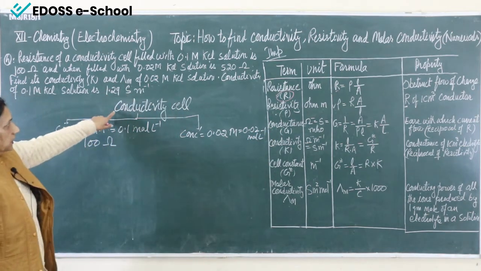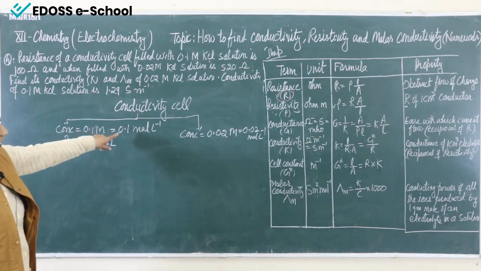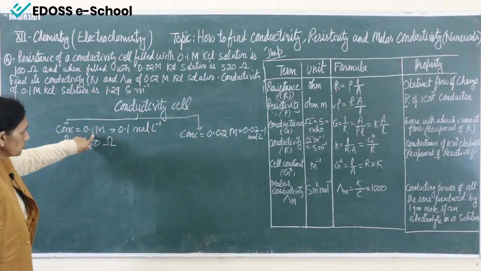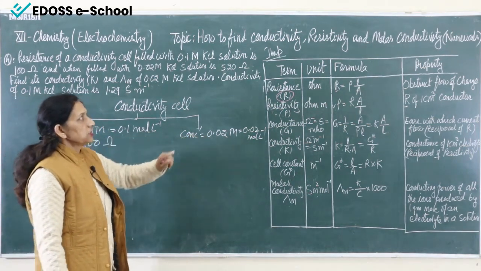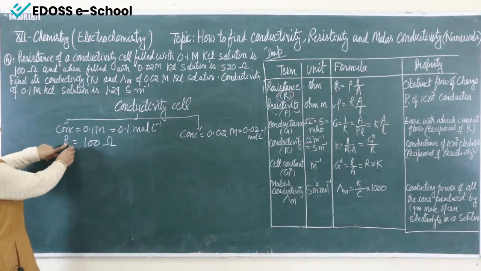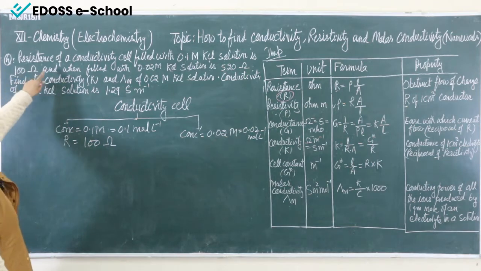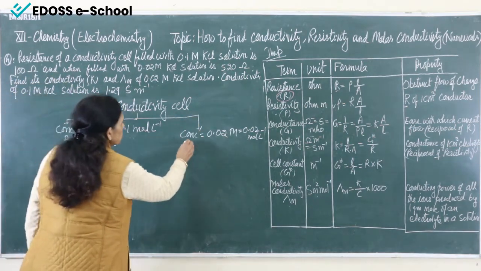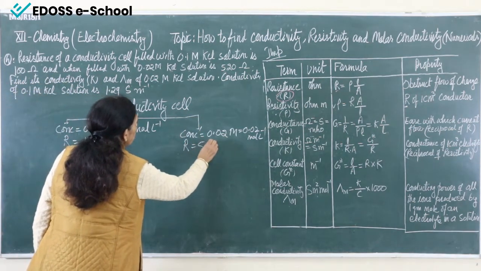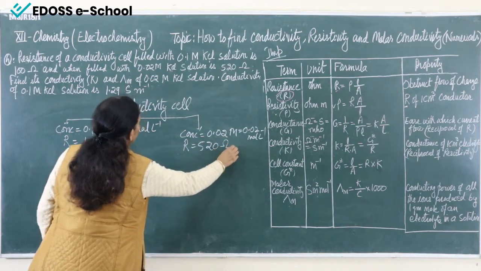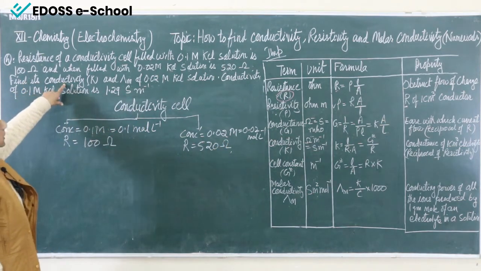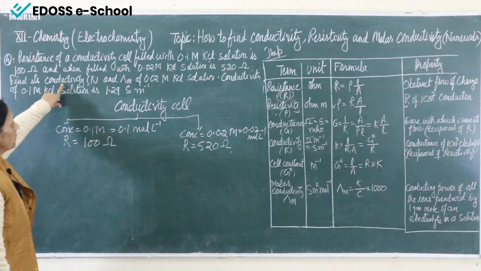Okay, in the conductivity cell, first we filled KCl solution of this much concentration, and then we filled it with this concentration. In the first case this resistance was 100 ohm, and now the resistance has changed to 520 ohm. Find its conductivity. Now what we have to do?